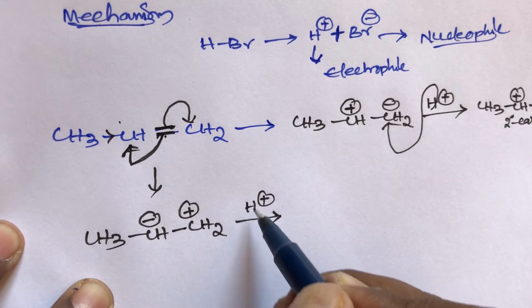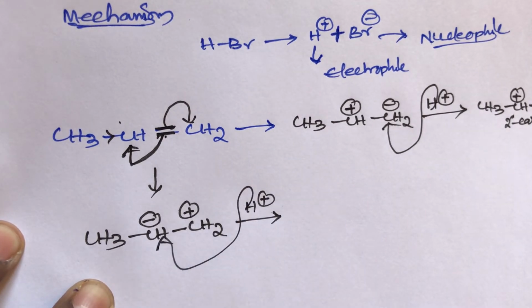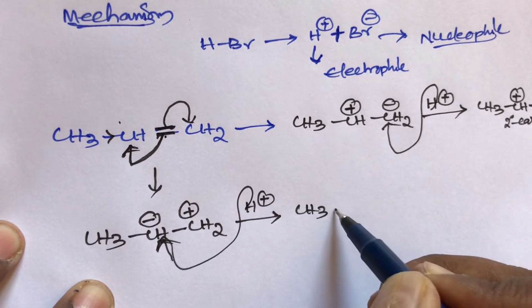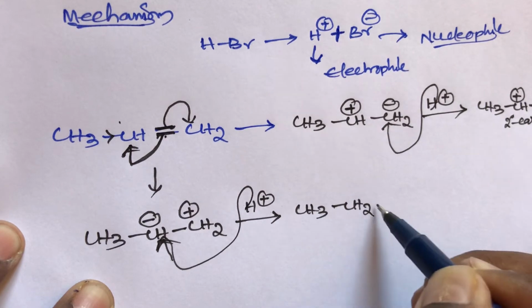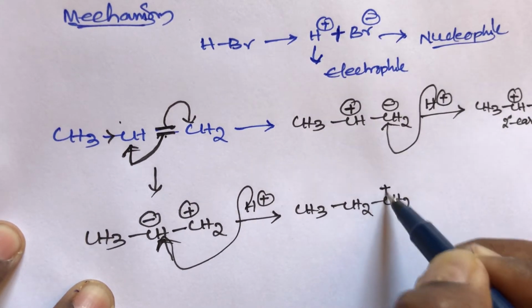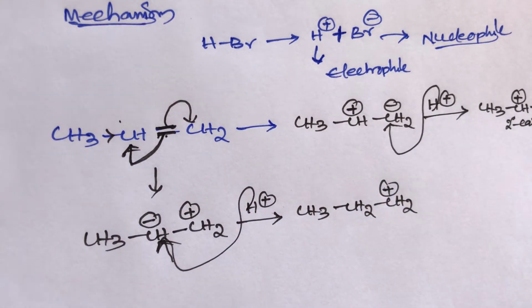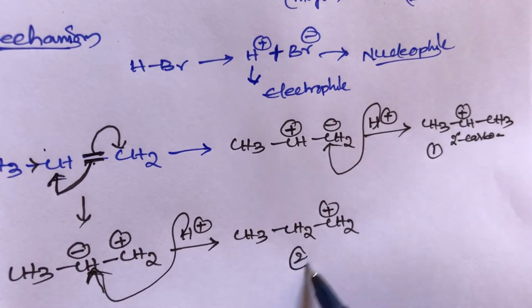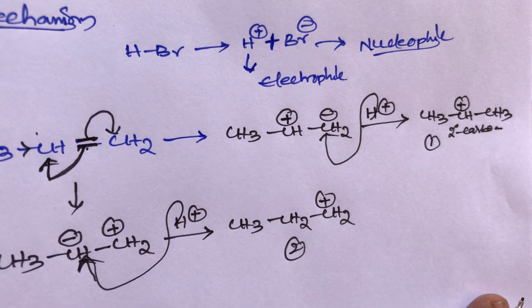The electrophile will always attack the negative charge side. This is the negative charge side. We get an intermediate product, CH3 CH2 CH2 plus. This is also an intermediate product. Out of these two, this is product 1 and this is product 2. Which one is better, which one is more stable?